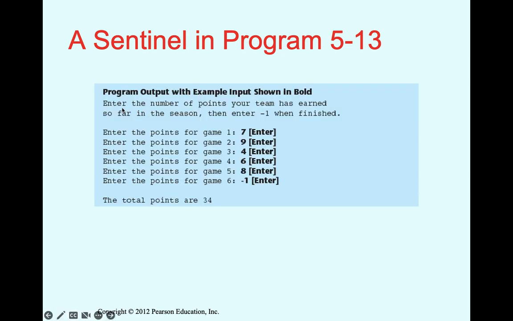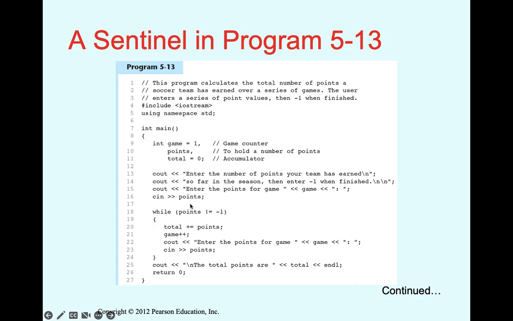For example, here we ask the user to enter the number of points your team has earned so far in the season, then enter -1 when finished. So for the first games we get 7 points, 9 points, 4 points, 6 points, 8 points. If the user writes -1, this is a sign that he wants to finish. Then we sum these numbers and print the sum. So let's see the code.